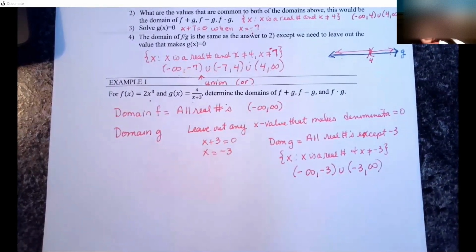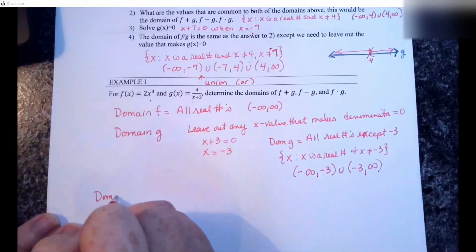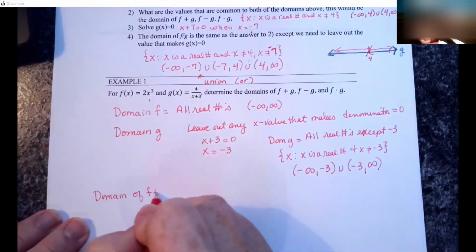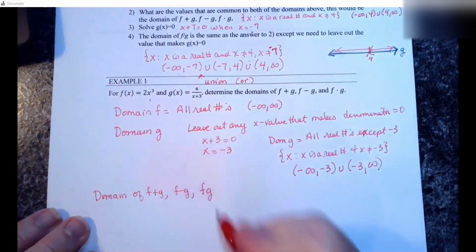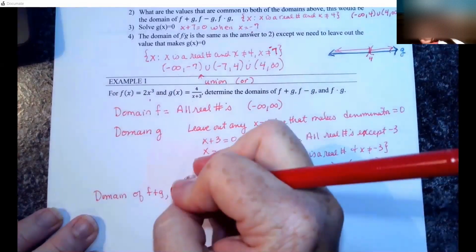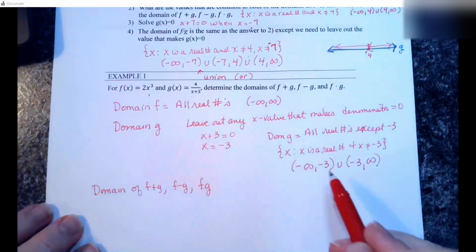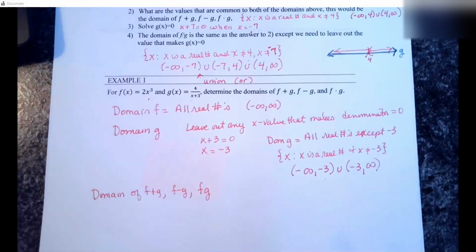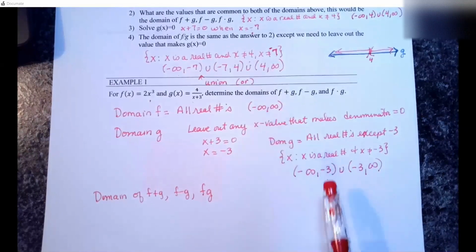Okay. Now, to determine the domain of the sum, difference, product, and quotient of f and g. So the domain of f plus g, f minus g, and f times g, they're always the same. And they will be the intersection of these two domains, or what they both have in common. In this case, since the domain of f is all real numbers, then this domain or this set is included in that one. So we would take the smaller one.